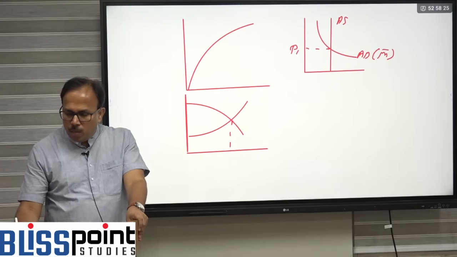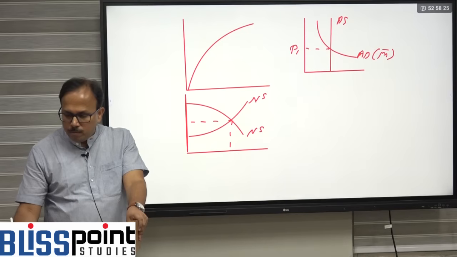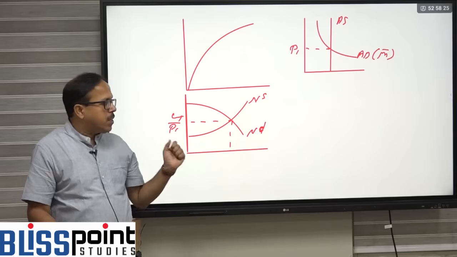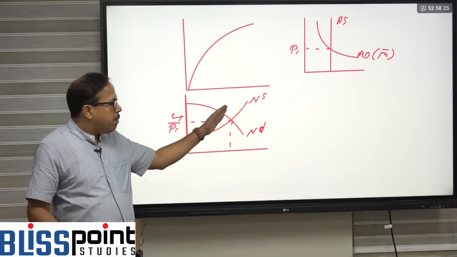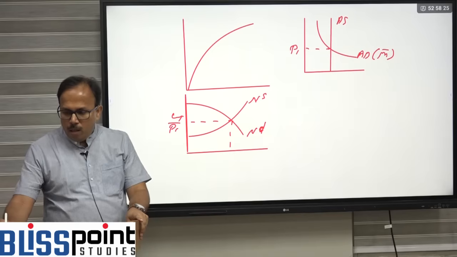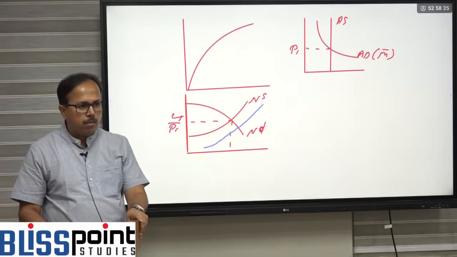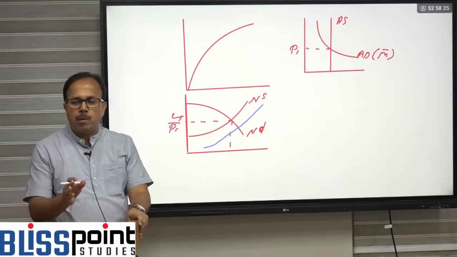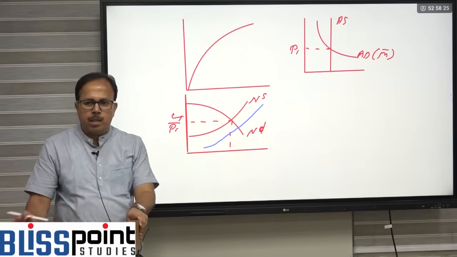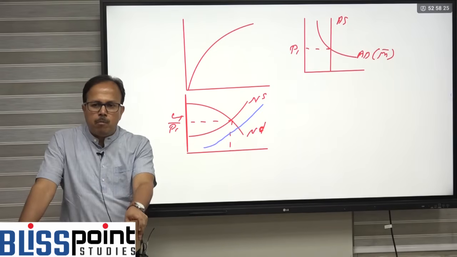So the question is saying that if there is an increase in the labor supply, which curve shifts? The labor supply will shift to the right. So if labor supply shifts to the right, then what will be the impact in the typical classical model, taking it classically? So what will be the impact in the model if labor supply increases?